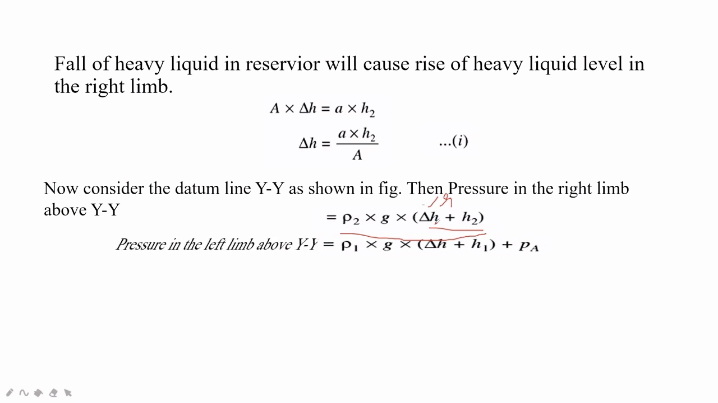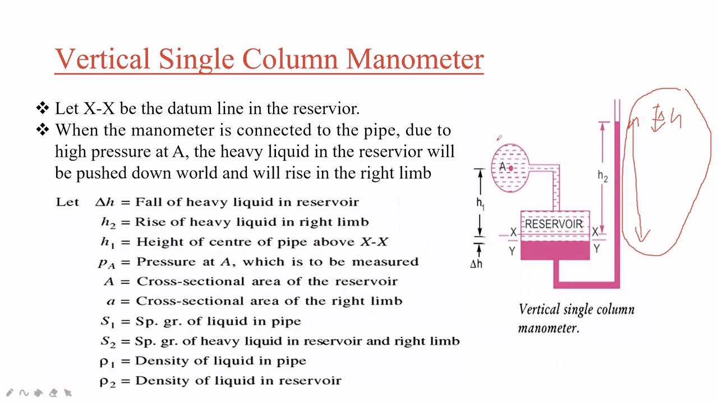Now what will be the pressure in the left limb above YY? It is rho 1 G delta H plus H1 plus PA, whatever the pressure is there in the system. So above in the left limb, what happens above YY? Here also it is disturbed by delta H. If delta H has fallen here, then delta H has come up here. So we have to consider the delta H property also. Consider it in mind. So in the left limb, what happens?